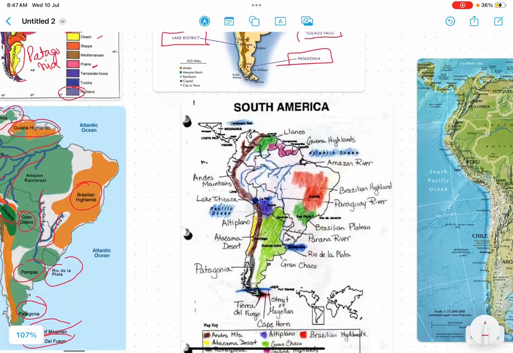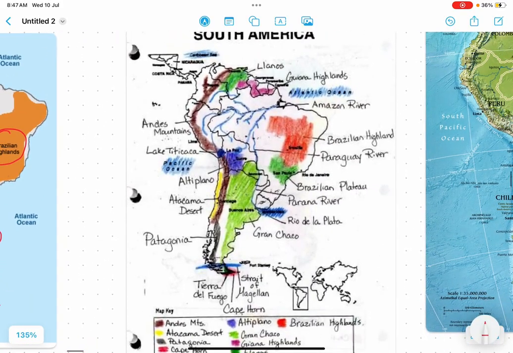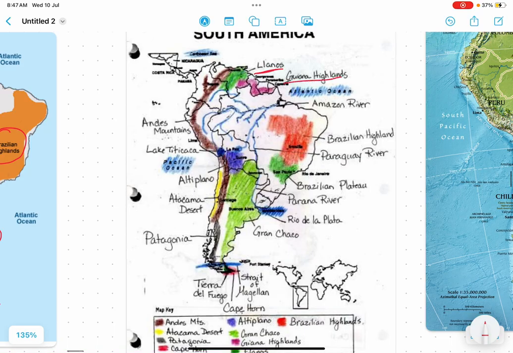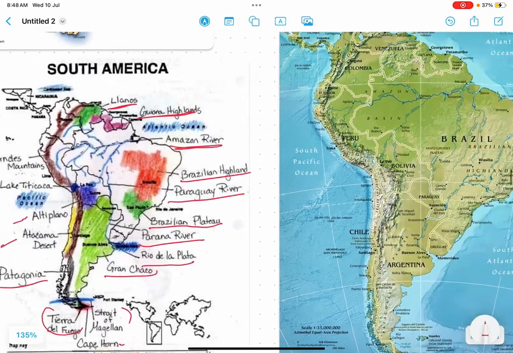So again, let's see some of the important places. We have studied this. We have llanos here, we have Guiana highlands, we have Amazon river, we have Brazilian highlands, we have Paraguay river, Brazilian plateau, Parana river, Rio de Plata, Gran Chaco, Patagonia, Tierra del Fuego, Strait of Magellan, Cape Horn, Lake Titicaca, Altiplano, Atacama Desert, Andes mountains. All of these things we have already studied. So let's see the next map.